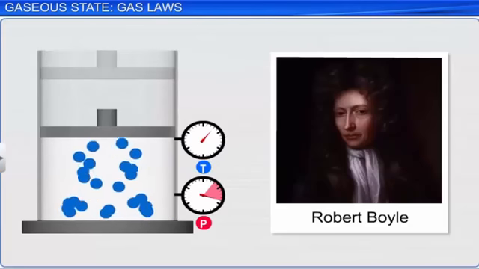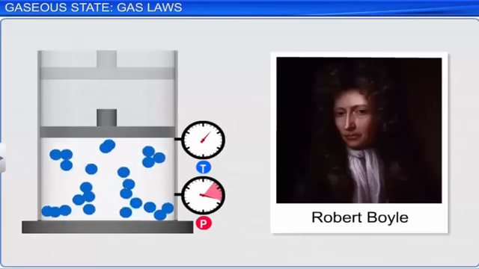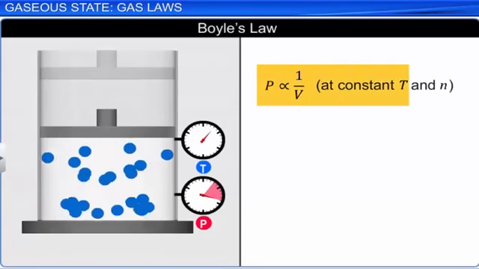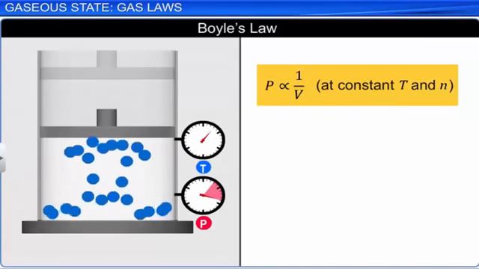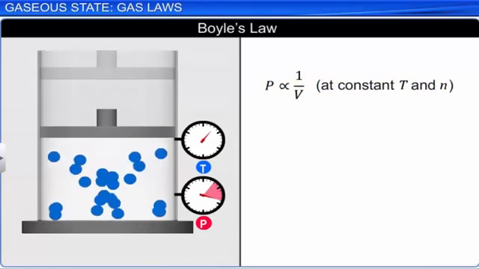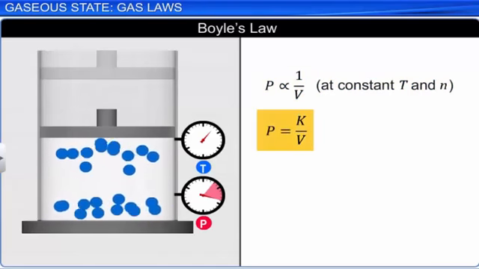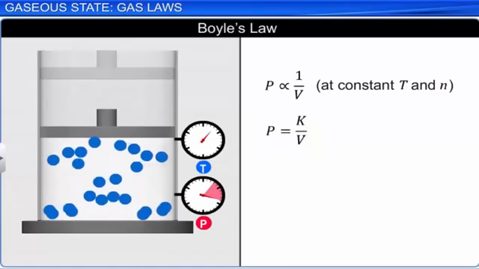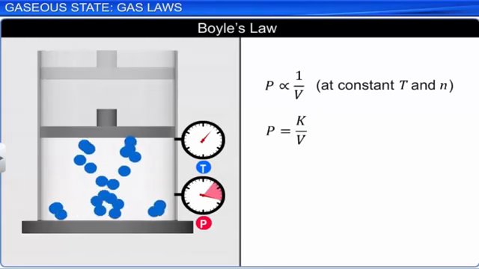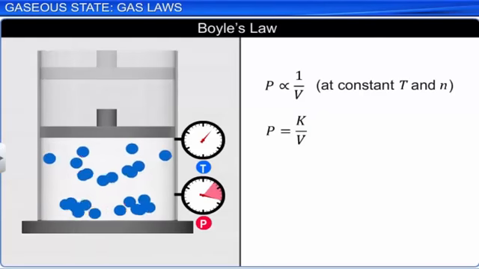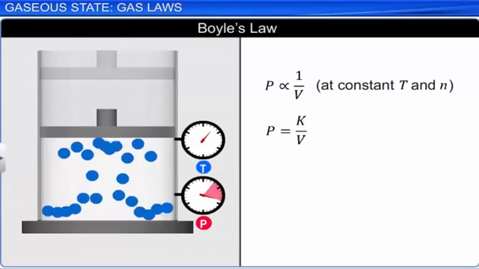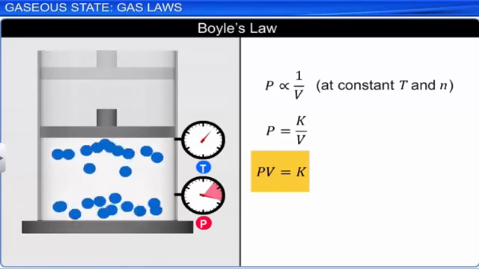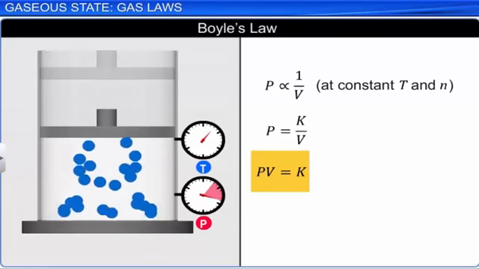Mathematically, Boyle's law can be written as P is inversely proportional to V at constant temperature T and number of moles of the gas N. Or P is equal to K by V, where K is a proportionality constant, whose value depends on the temperature and number of moles of the gas. On rearranging the equation, we get PV is equal to K. Or, in other words, at constant temperature, the product of pressure and volume of a fixed amount of gas is constant.